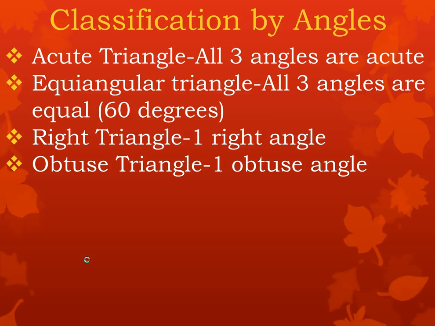Equiangular triangles are a special type of acute triangles. These are ones where all three angles are equal. So all the angles are equal to 60 degrees, so yes, they're acute, but it's technically an equiangular triangle because they're all the same measurement. The right triangle has only one right angle in it, and an obtuse triangle has only one obtuse angle in it. We'll discuss the reasons why there can only be one right angle or one obtuse angle in a triangle when we talk about the sum of a triangle and we add up all of the angles. So those are angle designations.